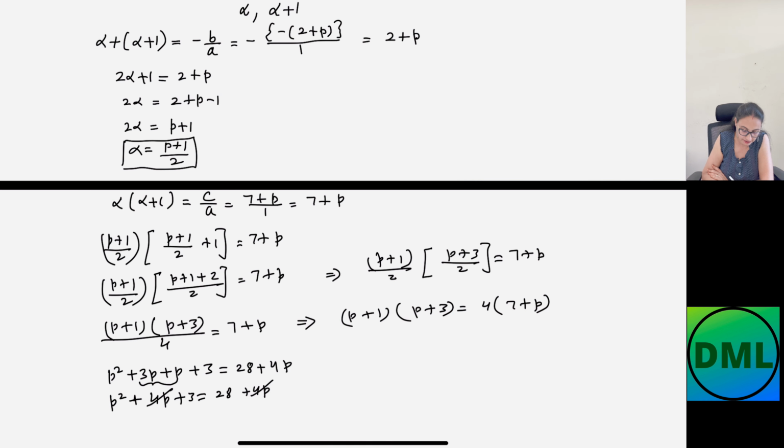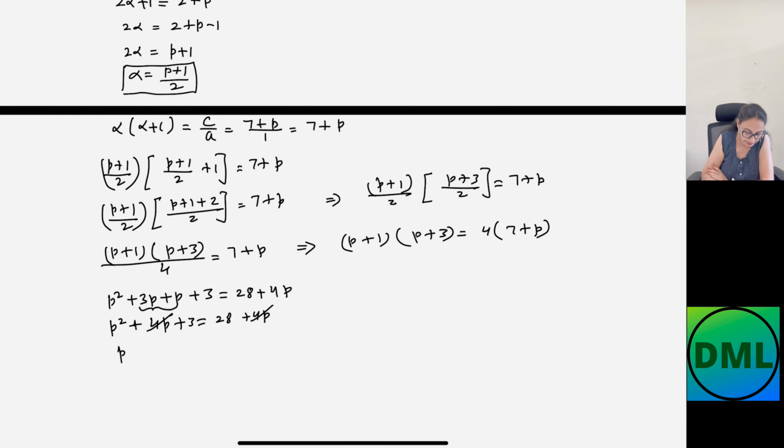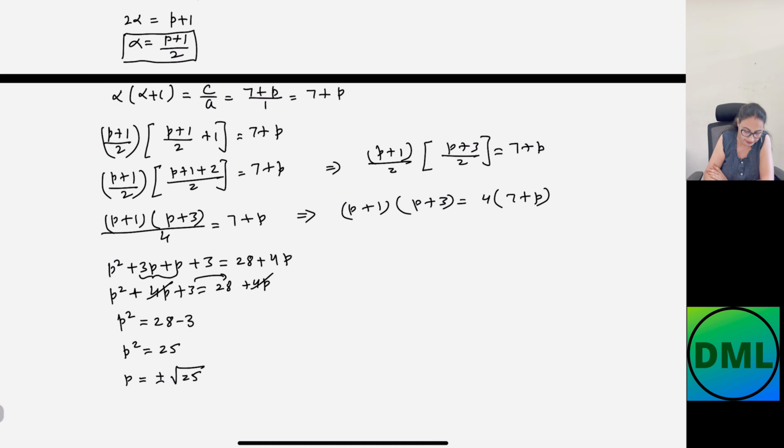4p will get cancelled from both the sides, and this will be written as p square is equal to 28 minus 3, if you move this 3 to the right hand side. p square is equal to 25. The value for p, if I take the root, I will take plus minus root of 25. So the value for p is given by plus minus 5.